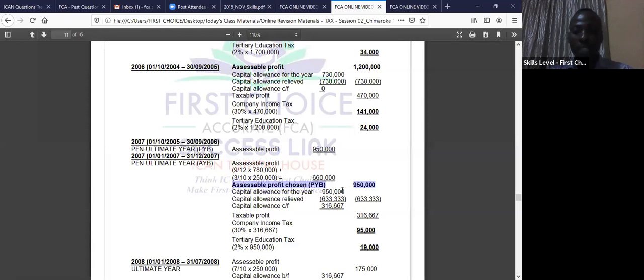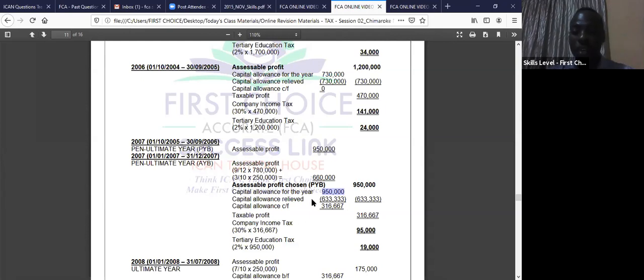So that's what we see here. Year of assessment 2007 is 950. Surprisingly, your capital allowance and your profit are the same. So now, can you claim all of them? Of course you can't. All you need to do is to restrict.